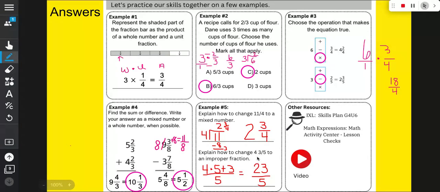Changing 4 3/5 to an improper fraction, we do big times bottom, so 4 times 5, plus top, is 23. Bottom stays the same, fifths, so we get 23/5.